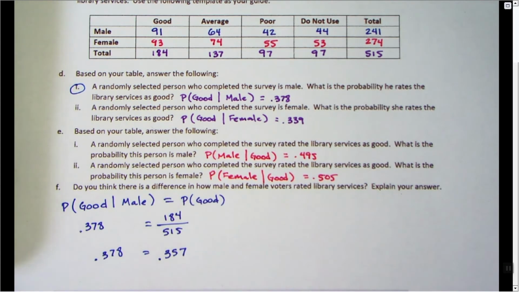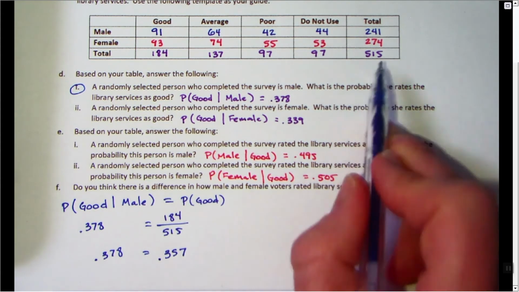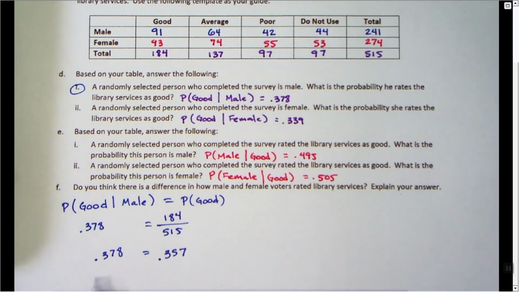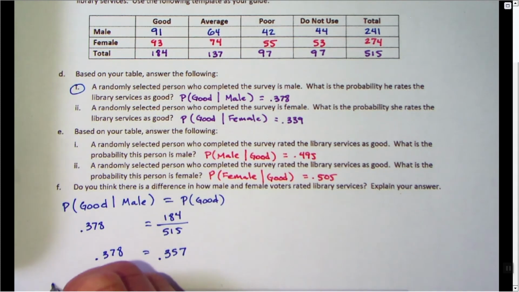Now, in a lot of things in statistics, it's not black and white. It's not like, oh, this is obviously yes or no. Are these numbers close together? And along with that, out of 515 voters, right? Well, they kind of are. They're only about 200ths apart, right? And so that might lead me to believe that rating it good and being male are independent. That rating the library as good is independent of gender.